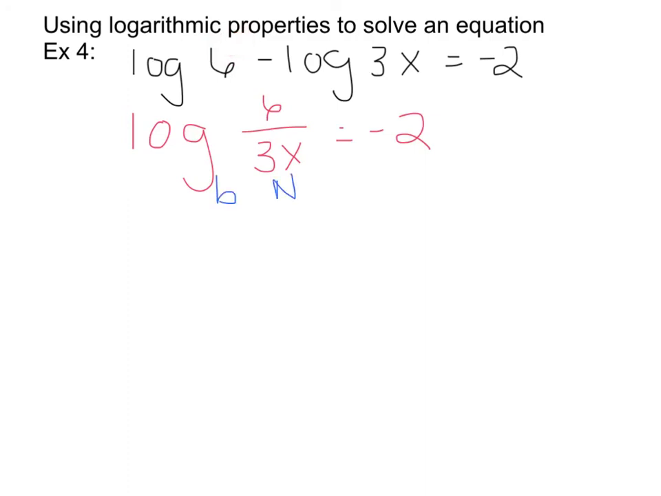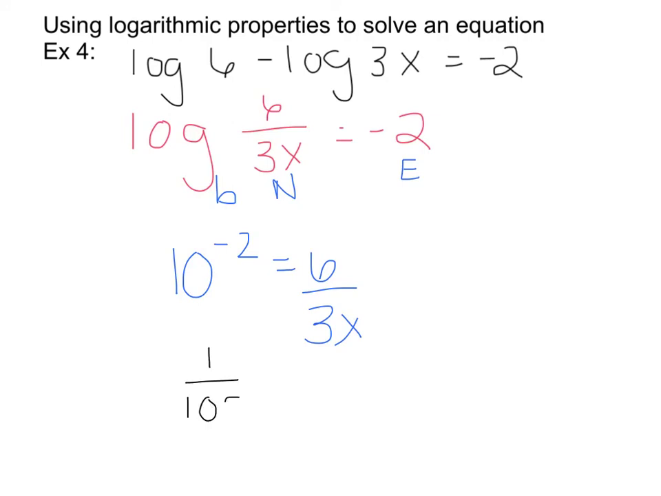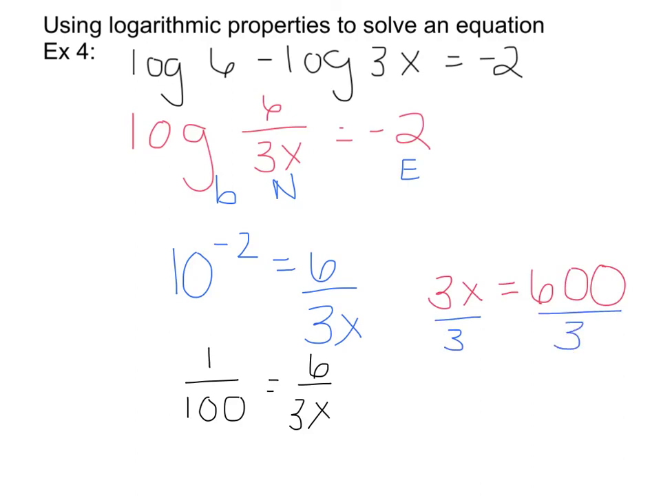So this is my base, my number, and my exponent. Again, there's no base there, so it's a 10. Okay, 10 to the negative second power is the same thing as 1 over 100. And then let's just cross multiply since we have two fractions that are equal to each other. So 3x times 1 is 3x. 100 times 6 gives me 600. And then to get rid of the 3, you divide both sides by 3 and you get x equals 200 for this problem.